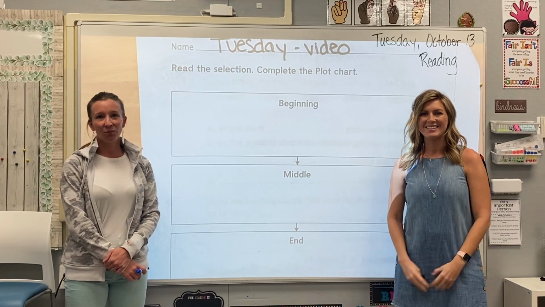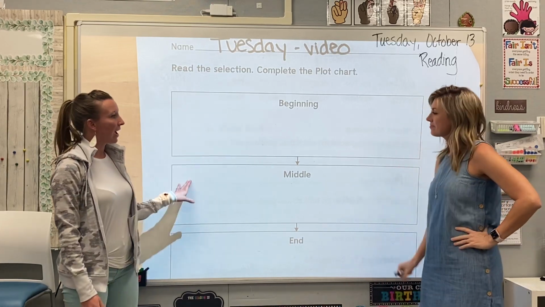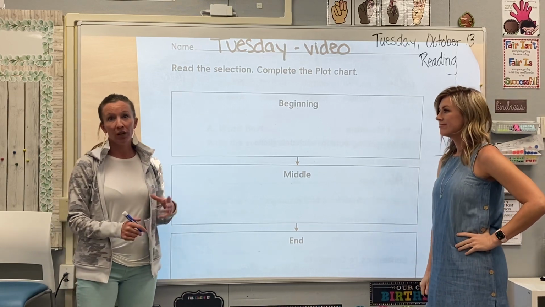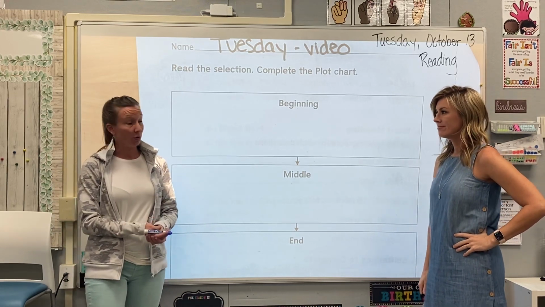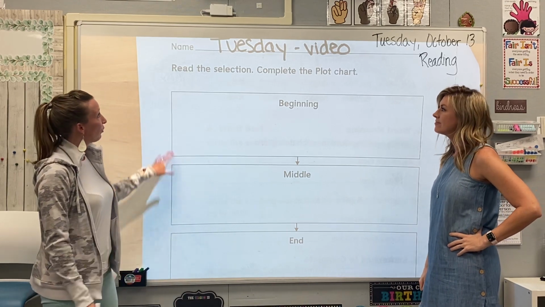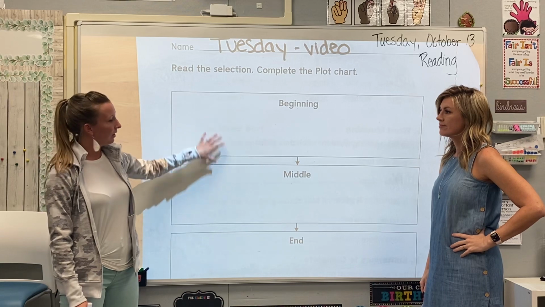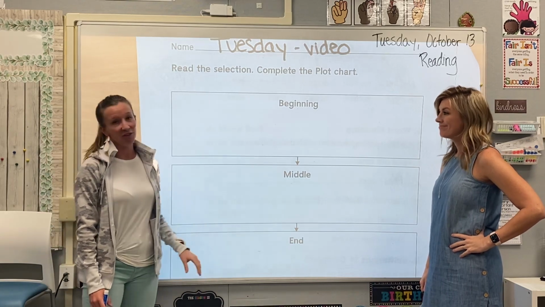Hi, second graders. We are going to be doing a page in our packet this week that goes along with the story that we read yesterday about the story where Tim was visiting the desert with his grandmother. Now, this week for our selection, we are going to be filling out a chart for the beginning, the middle, and the end of the story.